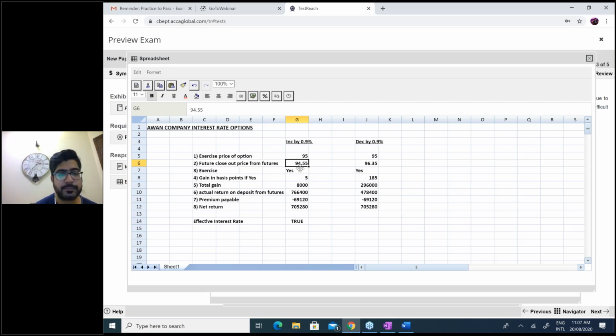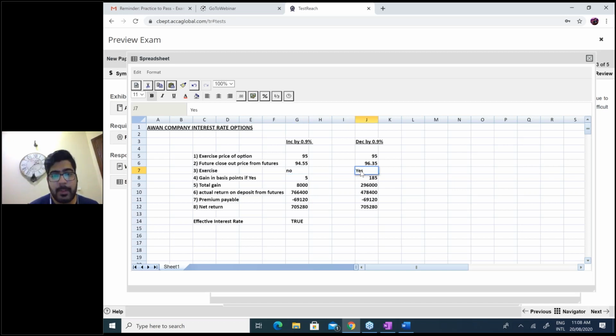Exercise, yes or no. So the strategy is buy now, sell later. Buy now at 95 and sell later at 94.55. Buy for higher, 95, and sell for lower, 94.55. Is it a gain? So no.